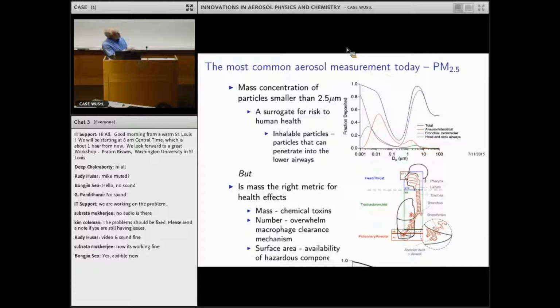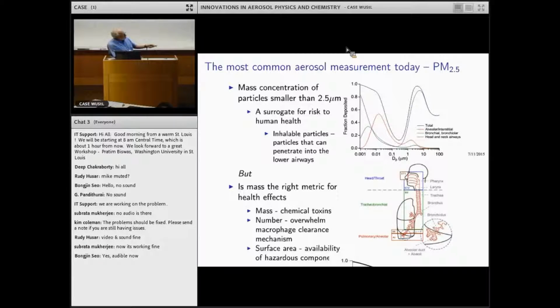The most common measurement today for aerosols, at least for ambient aerosol exposures, is PM2.5, a measurement that was put in place to deal with the need to have a standard to which one could regulate. It's a surrogate for risk to human health. It's inhalable particles that can penetrate into the lower airways. Penetrate, not deposit. It doesn't measure anything about deposition. It measures the mass of particles smaller than about 2.5 microns.